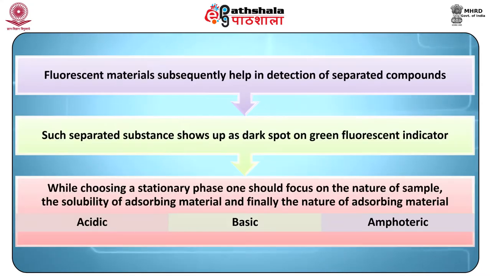In real practice, thin layer chromatography utilizes inert fluorescent ingredients such as zinc silicate in coating materials, and the addition of these substances does not change the chromatographic characteristics of an adsorbent. These fluorescent materials subsequently help in the detection of the separated compounds. Such separated substances show up as a dark spot on the green fluorescent indicator. While choosing a stationary phase, one would focus on the nature of the sample, the solubility of the adsorbing material, and finally, the nature of the adsorbing material such as acidic, basic or amphoteric.